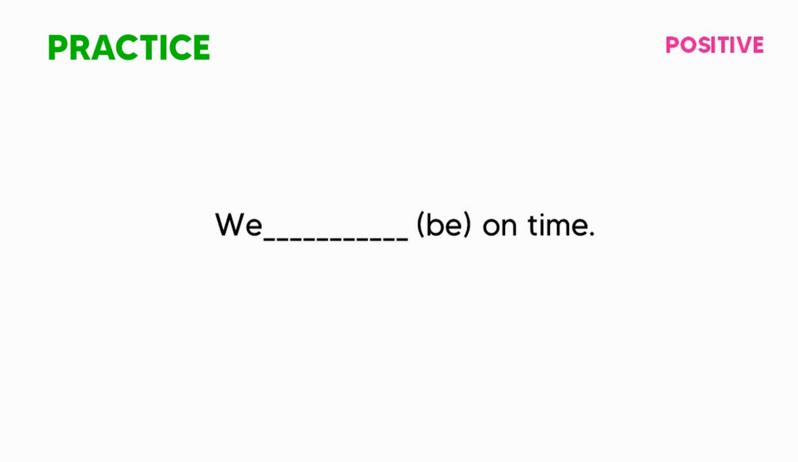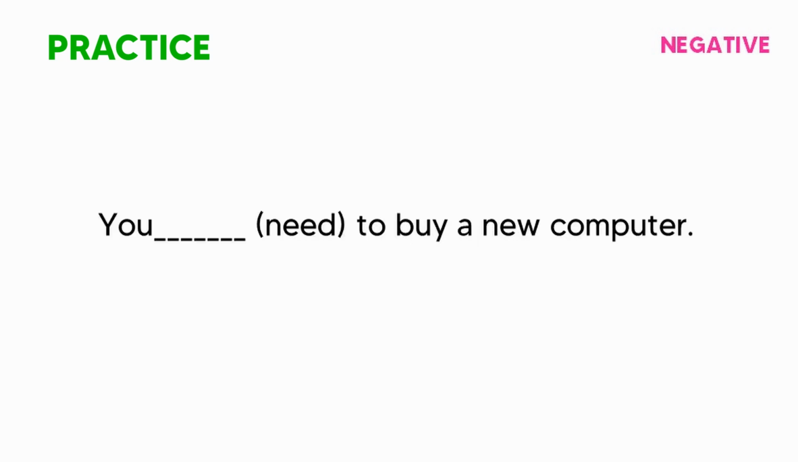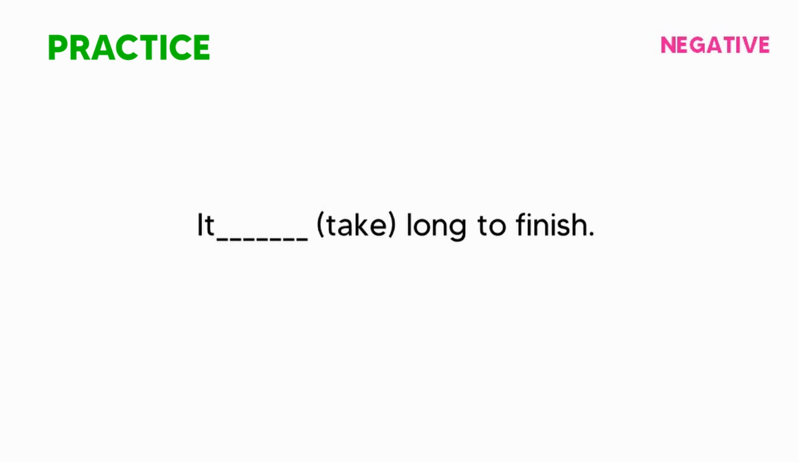Let's move on now and have a look at some negative sentences. Again, choose the missing word and complete the sentence. Number 5, she, blank, be late. Number 6, you, missing word, need to buy a new computer. Number 7, it, blank, take long to finish.